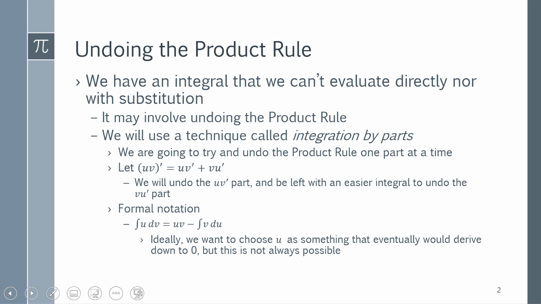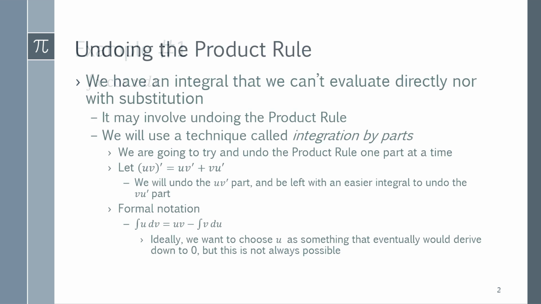So the formal notation of this is we will decide what part should be called U and which part should be V, or dV. So our original integral we're going to say is U dV. Once we've identified those, that's going to give me U times V minus the integral of V du, where the integral of V du is hopefully an easier integral to evaluate. We want to choose U to be something that would eventually derive down to 0 if possible. That's not always possible, but it's nice if we can. We may have to do integration by parts multiple times. And a source of confusion: the U that we're referring to here in integration by parts is not the same thing as in U substitution, because we're undoing a different rule here.